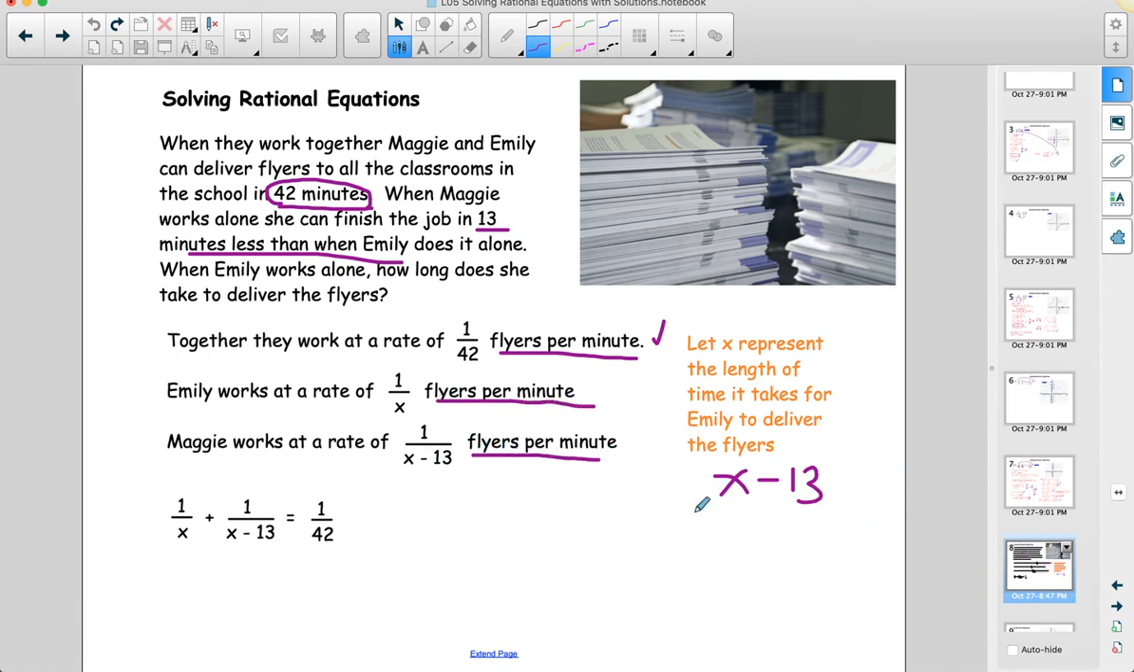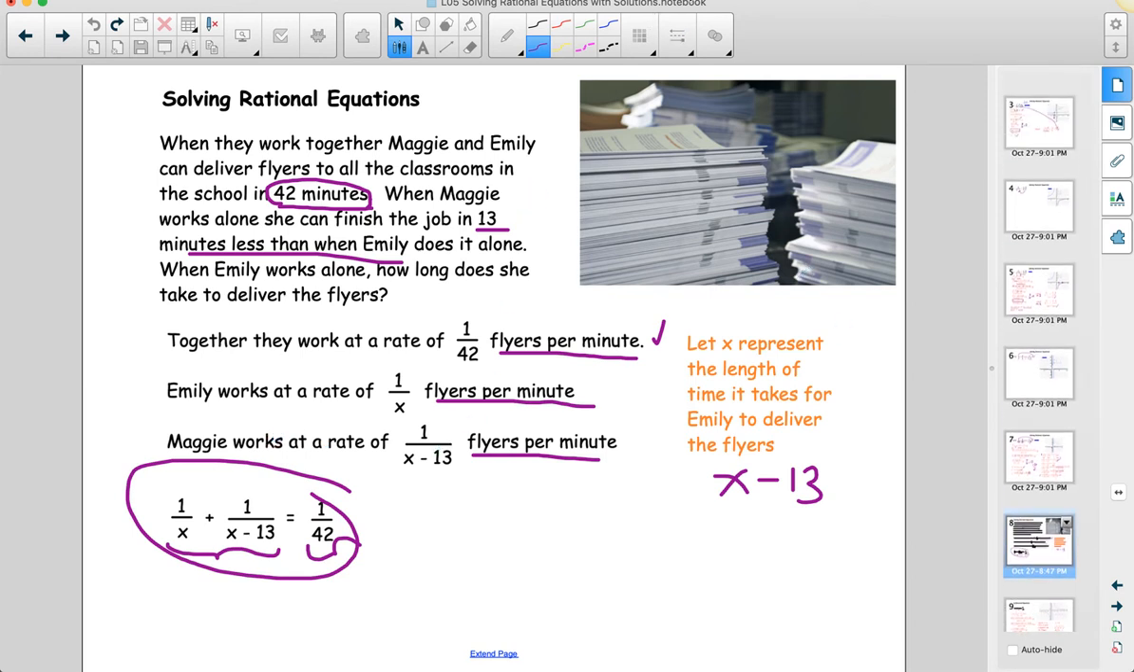Again, this is the number of minutes to deliver all the flyers. Then 1 over that is what fraction of a flyer could be delivered per minute. So 1/42 of all the flyers per minute, 1 over X of all the flyers per minute, 1 over X minus 13 of all of the flyers per minute. When we add these two together, we should be able to get the same rate as this. And so that's the equation you're now going to be solving. So Maggie's rate, which is this one, plus Emily's rate should be equal to the rate when they work together. And then you're just going to solve this.